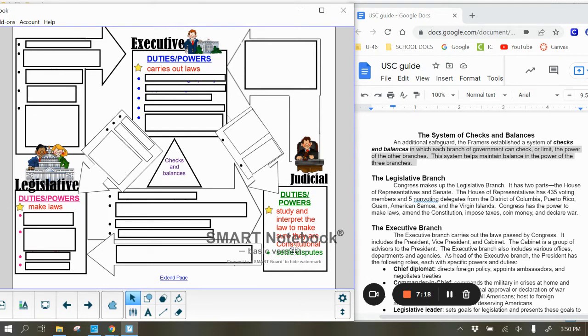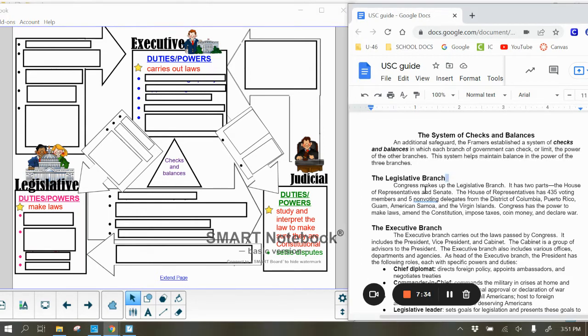star. And then I know I have a mark here. It's because of the way that I'm using the document. So this should say settles disputes. Okay, so now to find the other answers that are here in this page, we're going to go back to this article and I'm going to read the legislative branch.